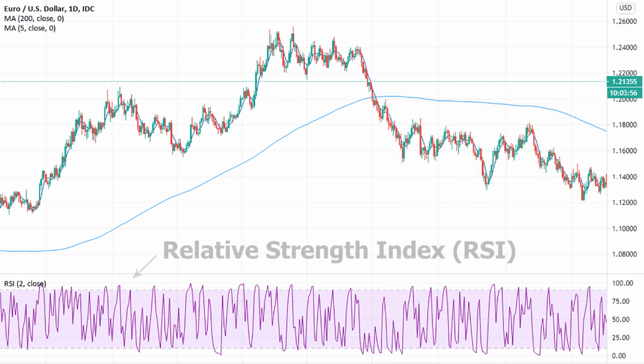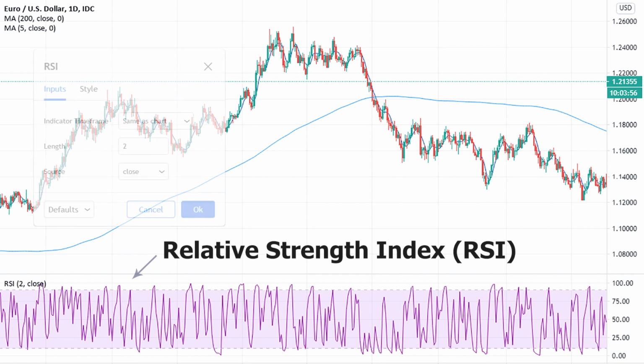And next, we must add the RSI indicator to the chart. In this strategy, we don't use RSI the way it's generally used. We use it for entering in the direction of trends, not identifying reversals, which is the main usage of RSI. If you're not familiar with RSI, I have a video where I completely explain RSI and you can watch it later. In this strategy, we set the length of RSI to 2. So we have a 2-period RSI on our chart.